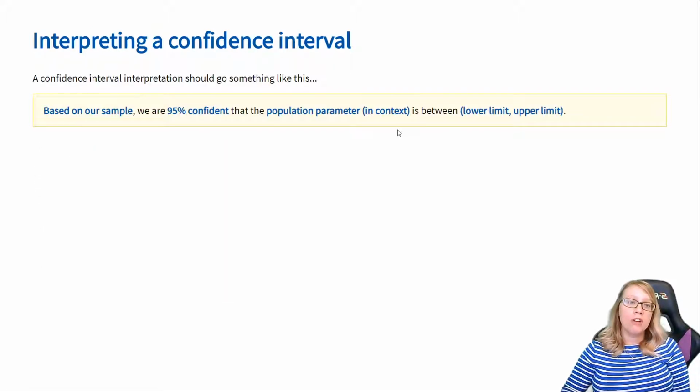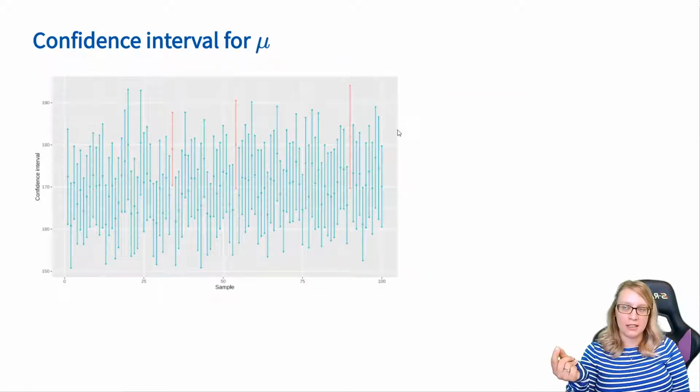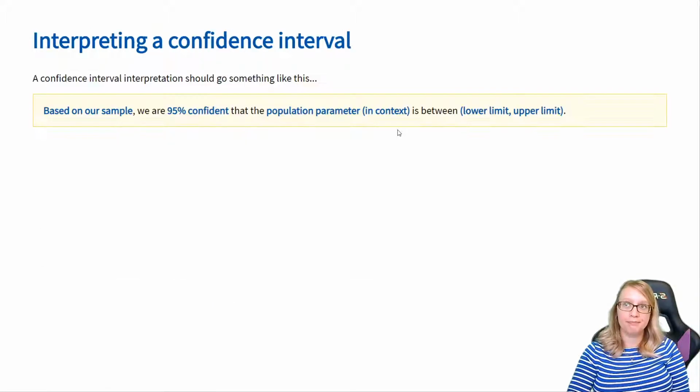In the long run, if we have a 95% confidence interval, here's what that 95% confident actually means. It means that we would expect about 95% of confidence intervals that are calculated in this way to be successful, to truly contain the population parameter.